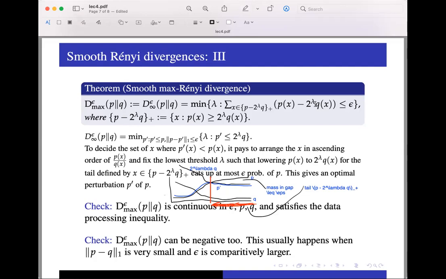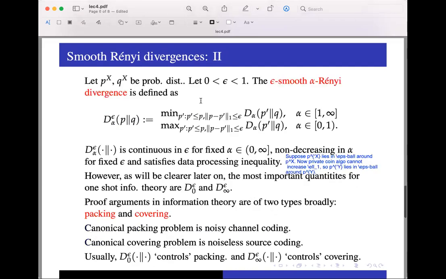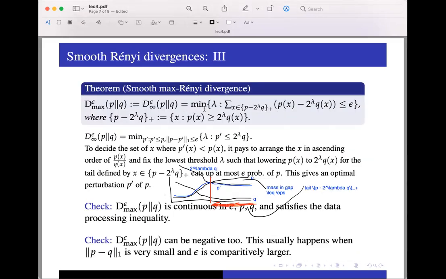So in particular, this alternate characterization of D epsilon infinity also suggests that the smoothing operation should really take the minimum, which is what we had. I hope the intuition becomes clear that we really have to do the minimum. Anyway, let's come back to the proof.